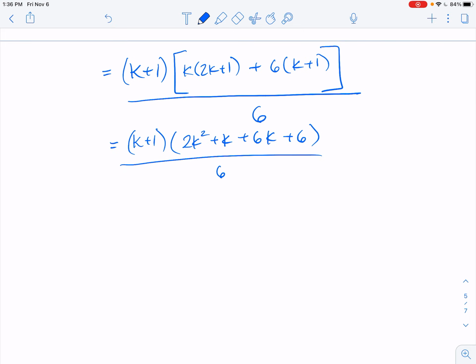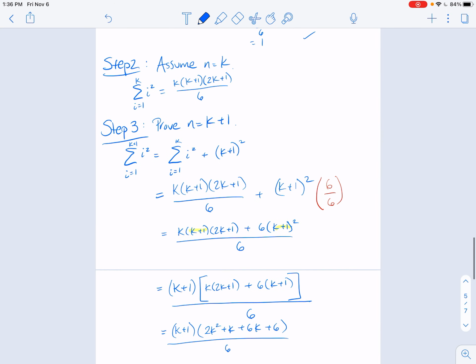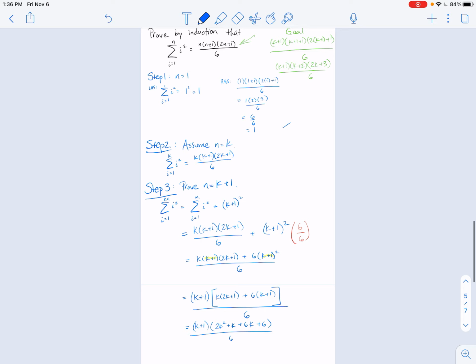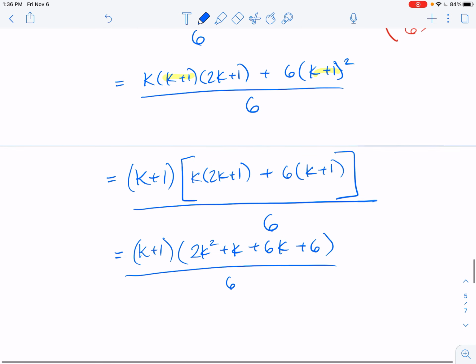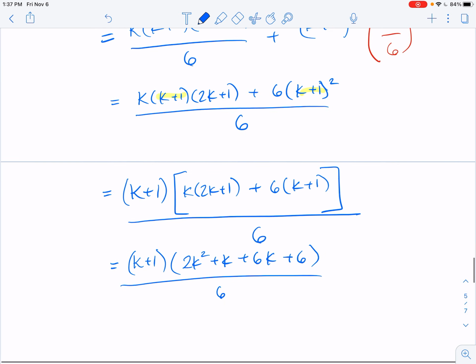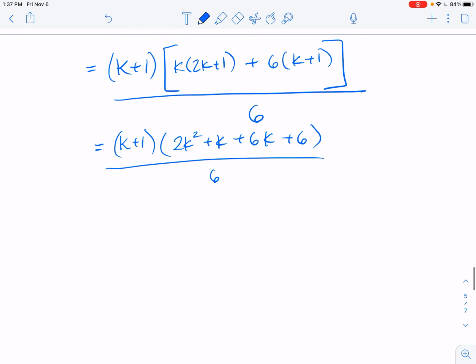Here's what I notice. When I'm at this point, I remember back to my goal. It does help to have this goal. In my goal back here, I had a k plus 1, and I have a k plus 1 here. And if the rest of this mess could factor down to that, life would be grand. So let's see if that's true. We need a k plus 2 times a 2k plus 3. Oh, we might be there.